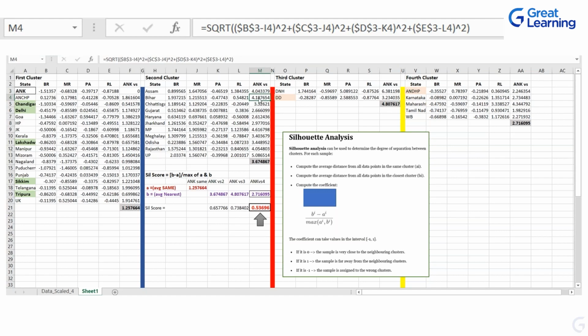Similarly, here I have kept my cursor. You can see Arunachal Pradesh, Andaman and Nicobar versus Bihar. So this minus this square, this minus this square, this minus this square, this minus this square, addition and square root, you will get this value. And then average of all these numbers. Average of these two numbers, average of these two numbers.